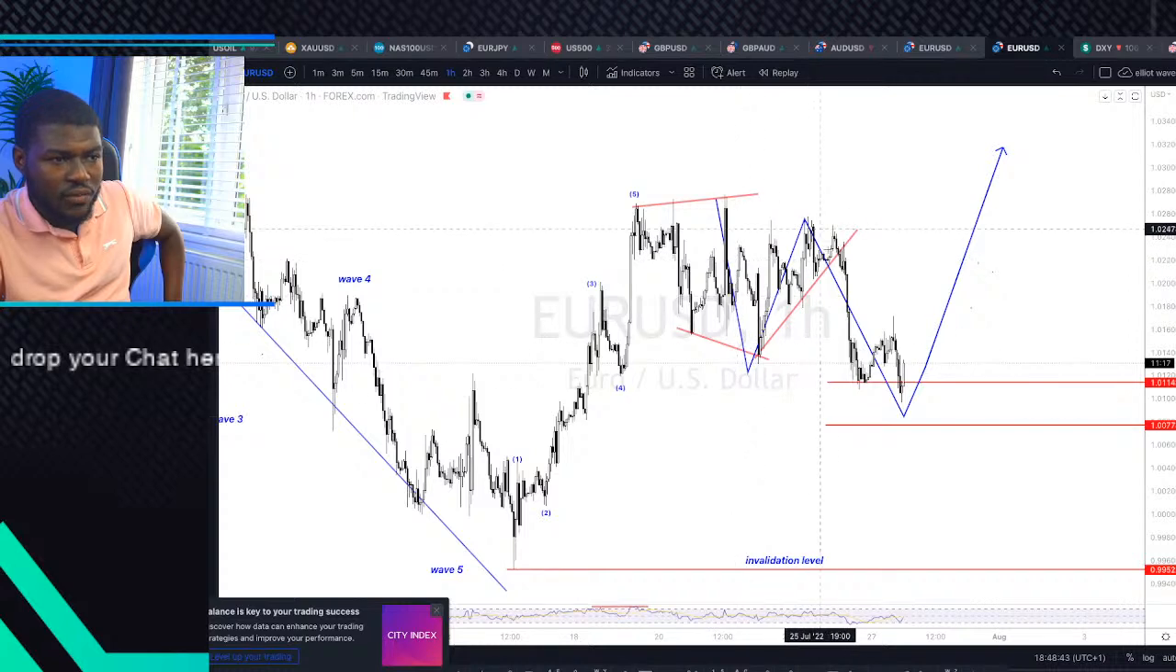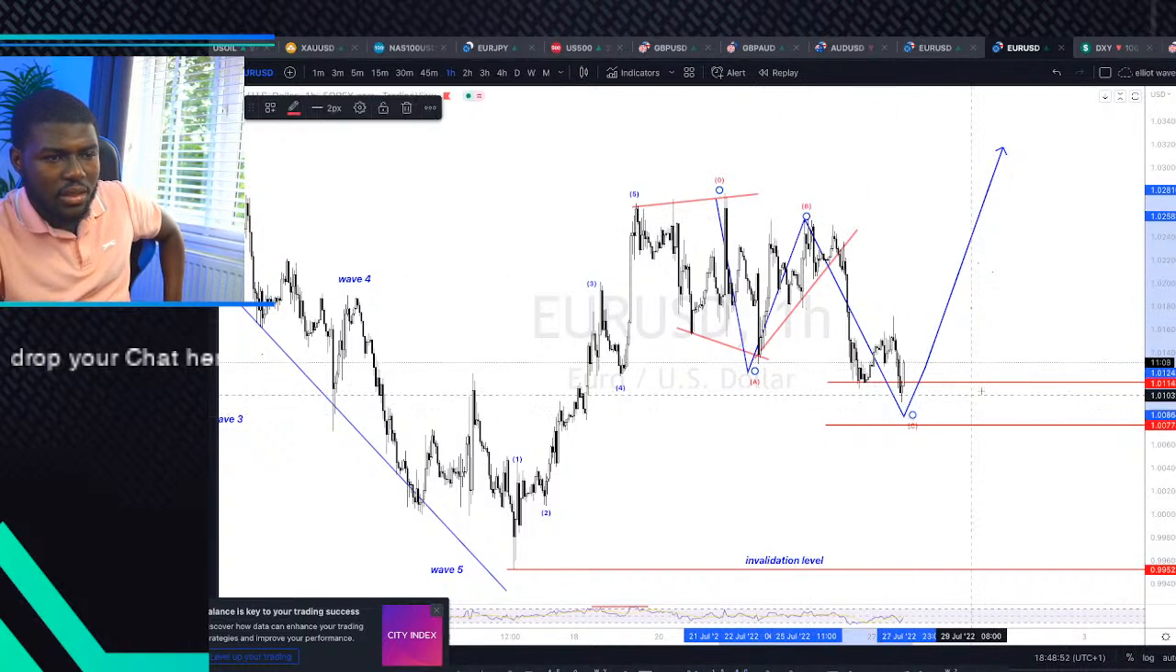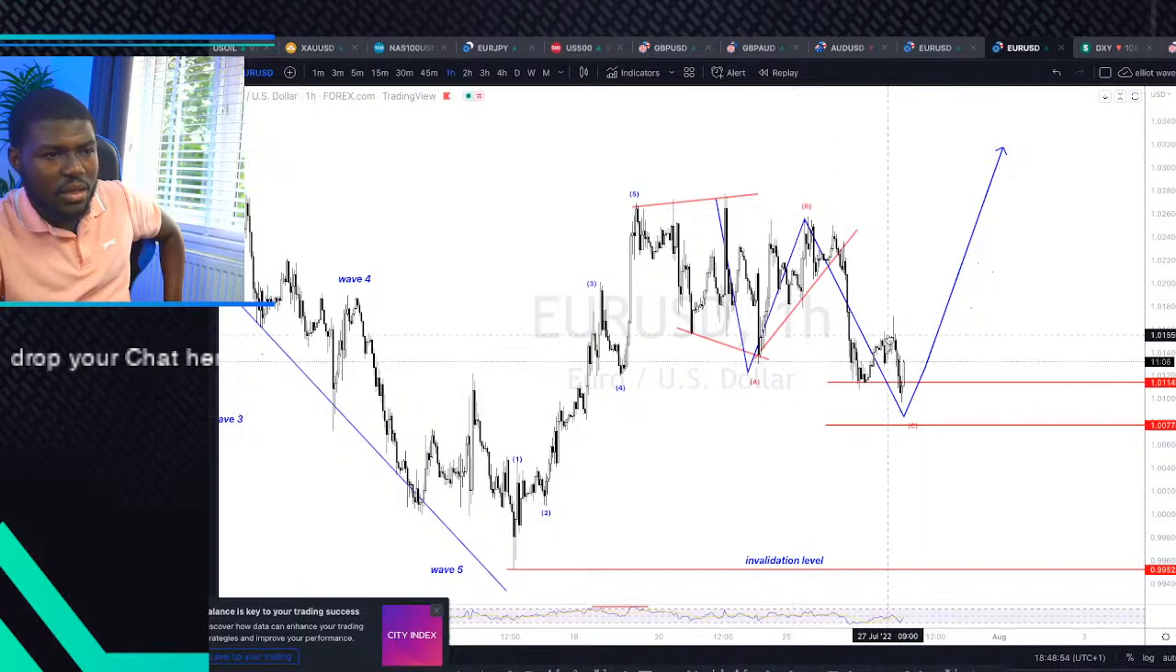I'm seeing the whole of this move as a correction, an ABC correction downward. This is my first leg, A. This is the second leg, and this is the third leg of the correction. That's a zigzag correction. This is wave 1, wave 2, wave 3, wave 4, and this is wave 5.